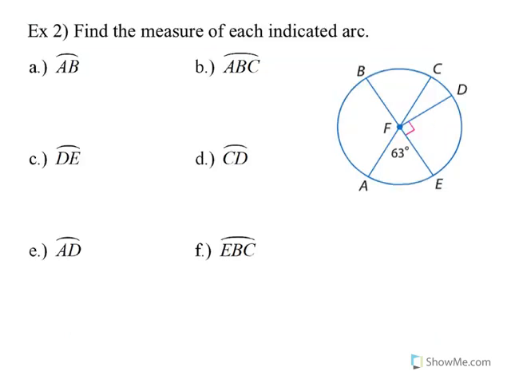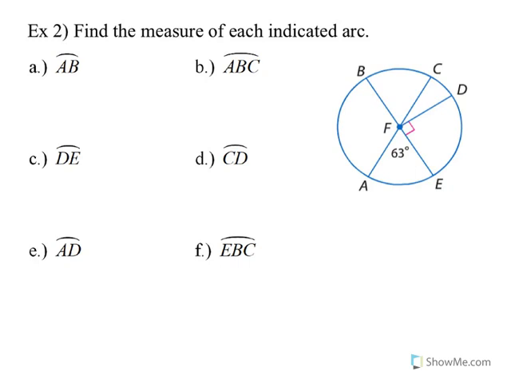So example 2, find the measure of each indicated arc. So what we are going to do here is we're just going to find the measures of the arc, knowing that the arcs and the angles are congruent. So if I can find the measure of the angle, I can find the measure of the arc. So what do I know?